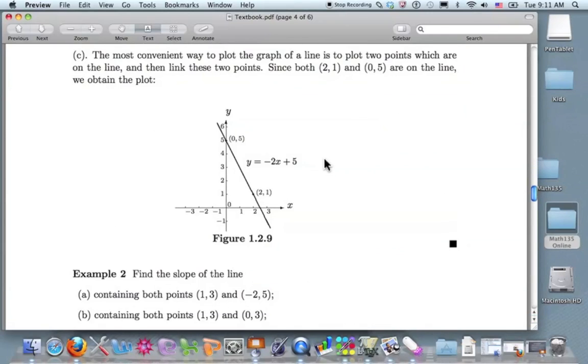Now, to plot the graph, as a line, we only need 2 points. One point is given, and we just need another. The most convenient point is found by plugging in 0 for x, and then we have y equals 5. So link (0, 5) and (2, 1), and we have the line.